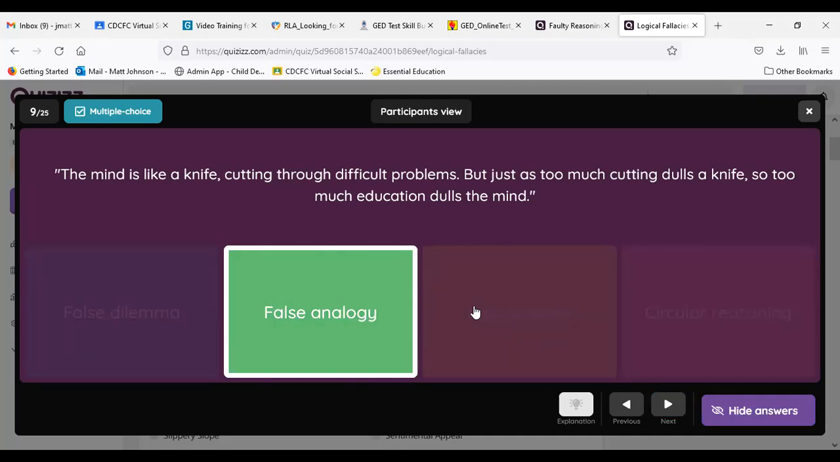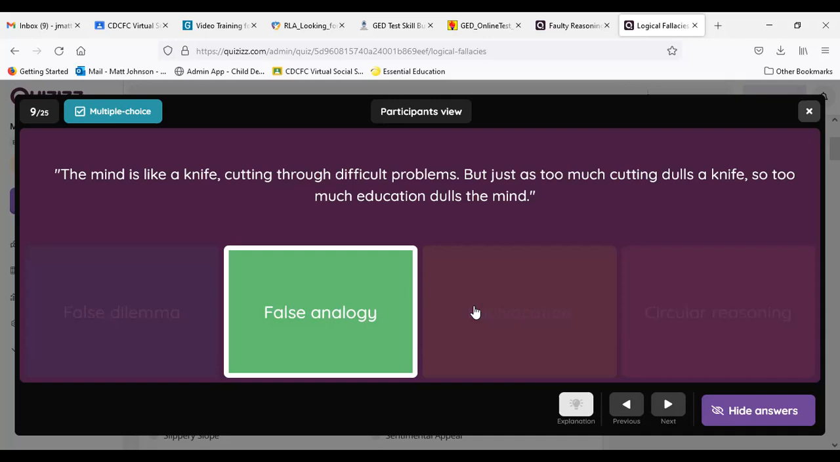The false analogy is, so the mind is like a knife cutting through difficult problems. That's a decent analogy, but what makes it false is it says, just as too much cutting dulls a knife, so too much education dulls the mind. If I use my kitchen knife every day, dicing peppers and onions and doing all the stuff with it, eventually it gets dull. But your mind works the opposite. The more you use your mind, the sharper it gets. So there's that false analogy.